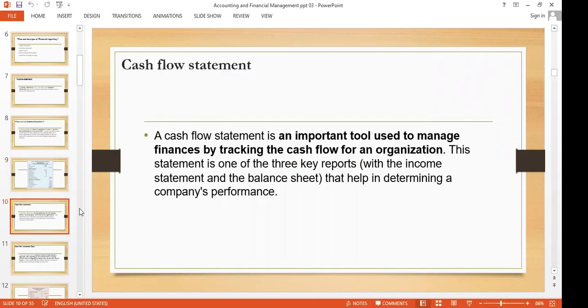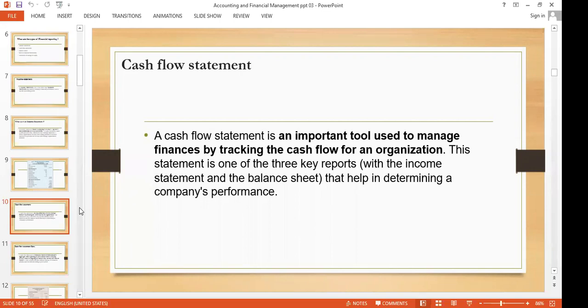Second one is the cash flow statement. What is the cash flow statement? The cash flow statement is tracking the cash flow in an organization in a given period. What are the cash flows we are operating in the year? What are the expenses? What are the due amounts? What are the gave amounts? And trace the year end, what is the physical cash balance of the company.